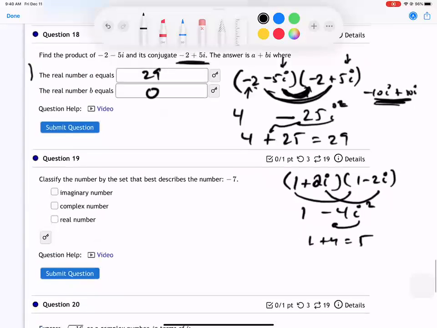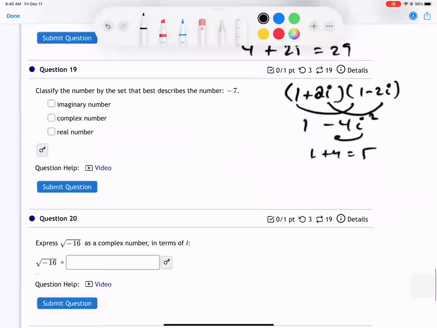Now, the next questions are super easy. Classify the number set that describes the number negative 7. Is negative 7 a real number, imaginary number, or complex number? This is a real number. If I wrote negative 7i, this would be imaginary. But if I wrote negative 7 plus 7i, that's complex. Remember, a complex number is an imaginary number and a real number together. That's why it's a little complex. How's your relationship? Well, it's complex. It's not imaginary and it's not real. We just have parts of both.